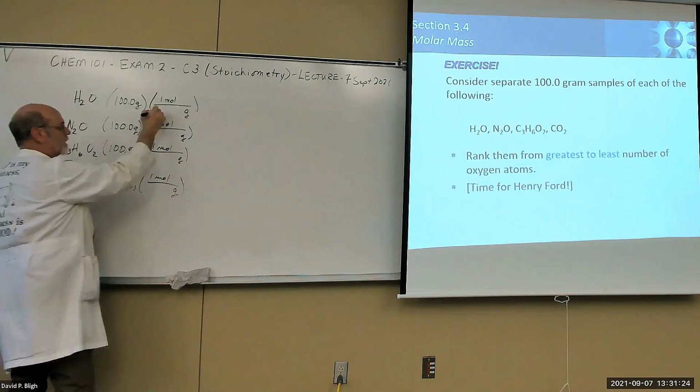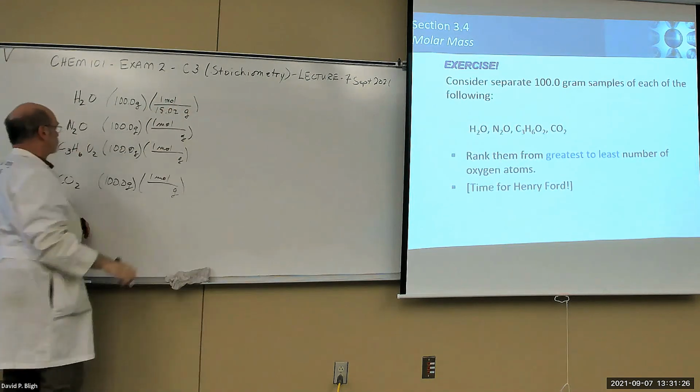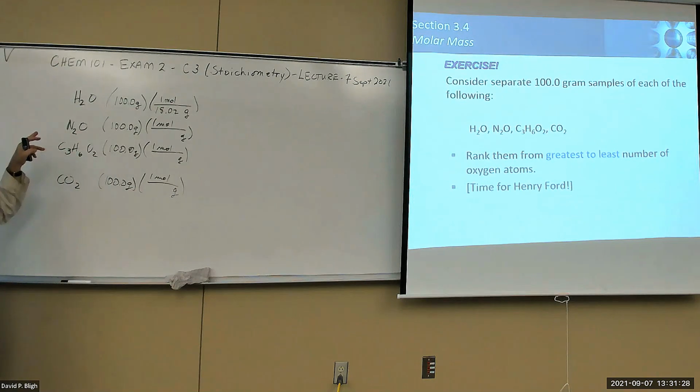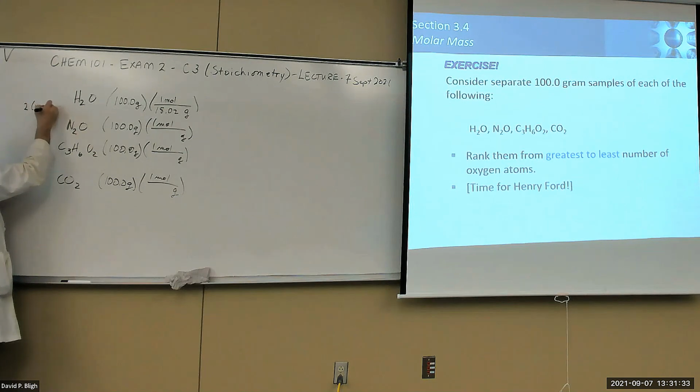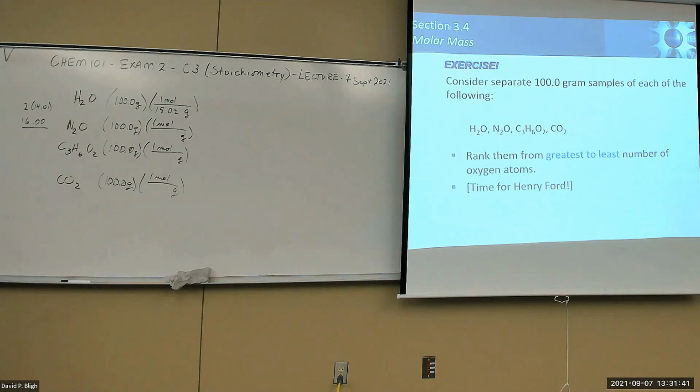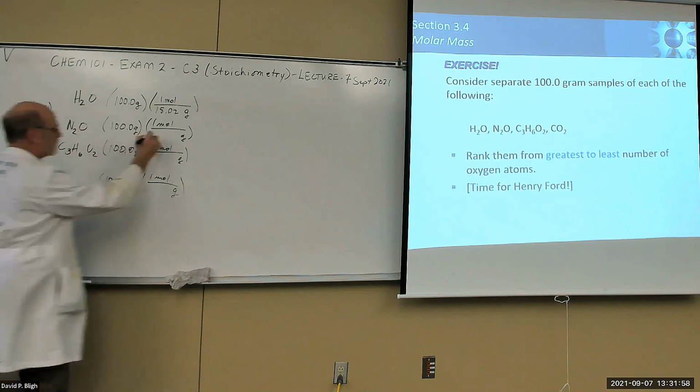Right, we did water already. It's 18.02. Dinitrogen monoxide. What's that? Well, let's see, it's 2 times 14.01 for nitrogen and 16 for oxygen. Right. So here's where you have to know how to work your calculator. Let's see. I'm going to say 16, and then I'm going to do that one in my head, 28.02. So that's 44.02 for this one.